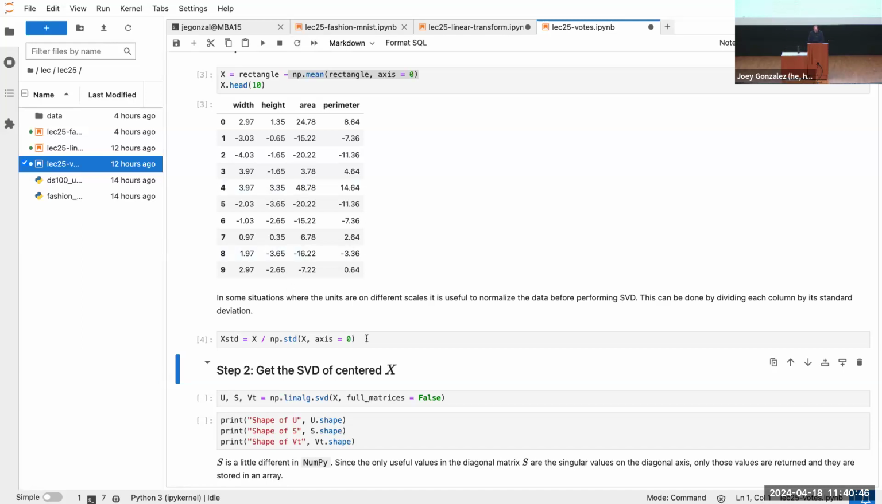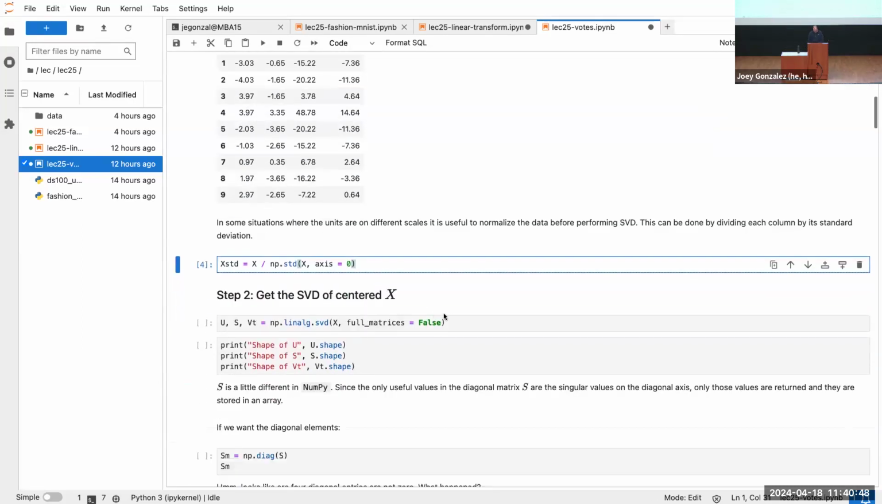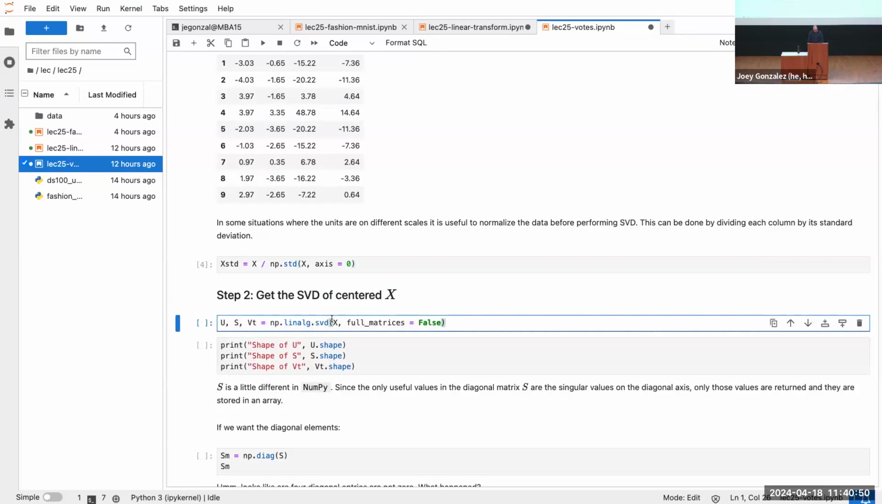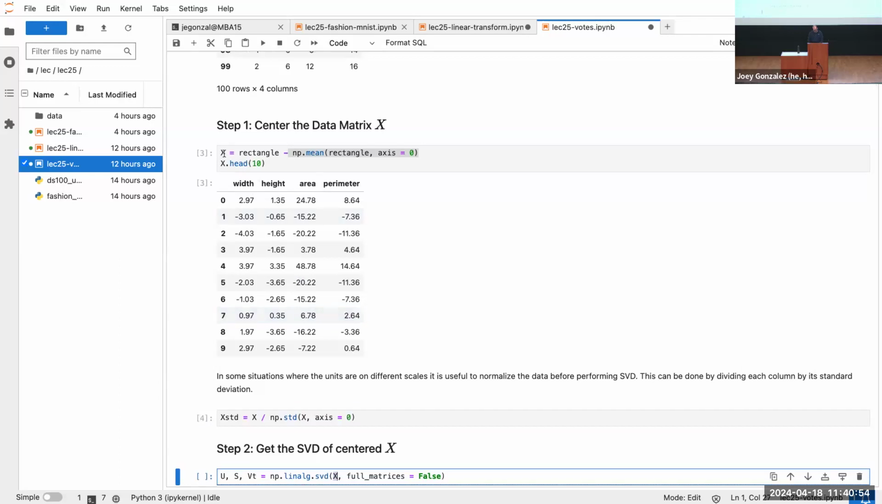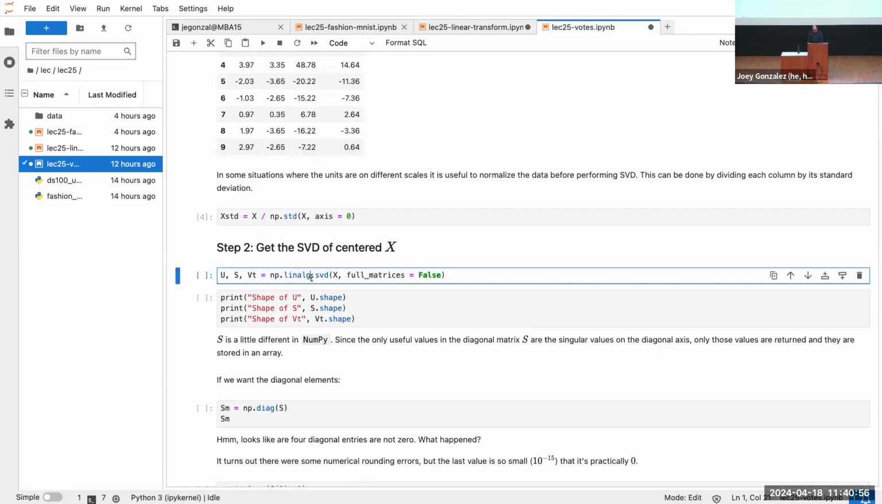So I'm going to divide by the standard deviation. It's another technique to do. I'll show you what happens when we first start with x, just subtracting off the mean. So x is the centered data, as I said in lecture. Here's how to do SVD. We could have spent half a lecture on this whole topic if I just jumped here.